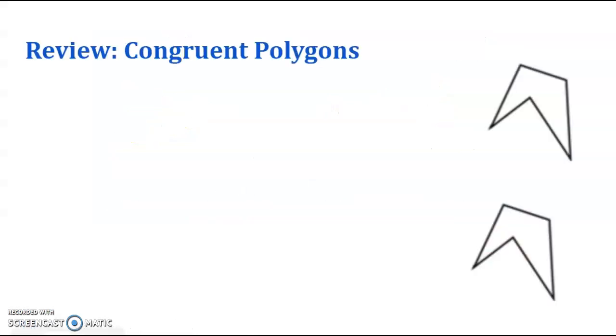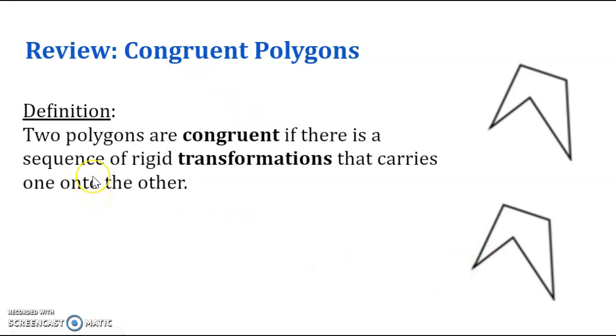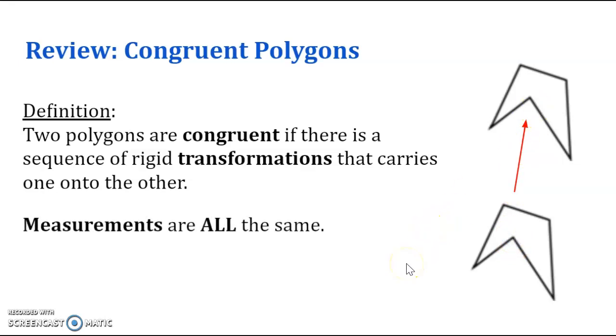Now let's get back to our slides. So let's do a quick review. What do we say about congruent polygons? We said that the definition of congruent polygons is that two polygons are congruent if there is a sequence of rigid transformations that carries one onto the other. So if I can transform the bottom figure onto the top one and match exactly, then we say that they are congruent. Okay, and when that happens, the requirement is that all measurements are the same.